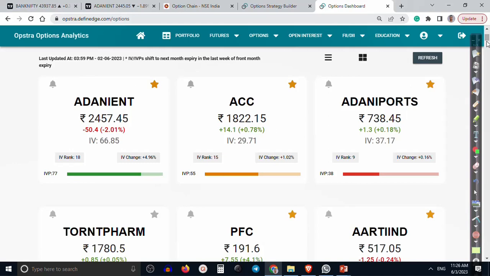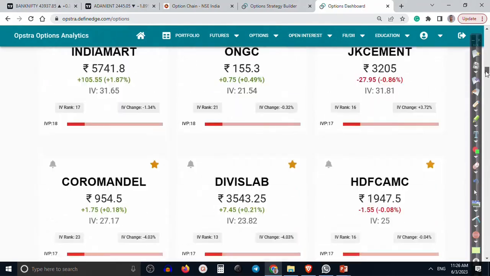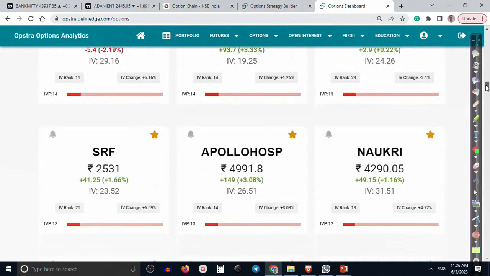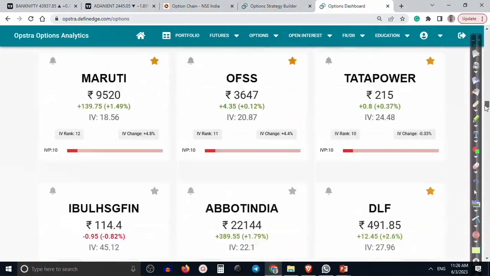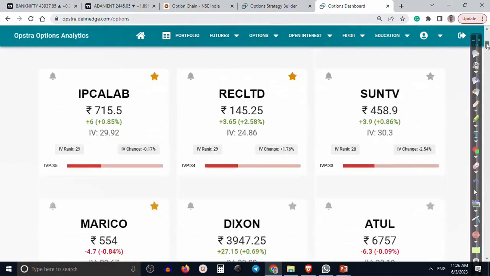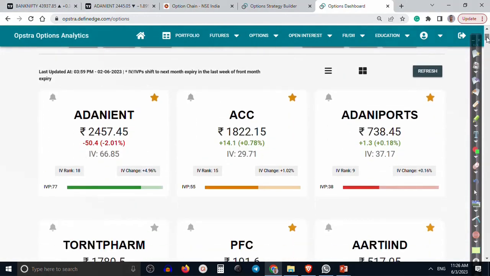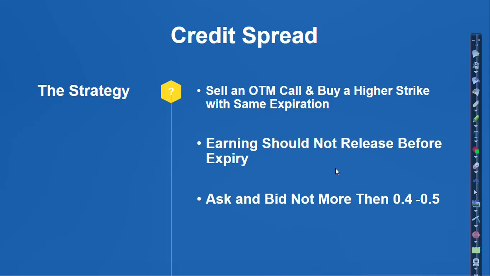Let me show you some other stocks, to see whether any stock is going to release earnings. But this is not earnings season right now, so no stock is going to release earnings. The third criterion is that the bid-ask spread should be not more than 0.4 to 0.5. Where do you check this bid-ask spread?